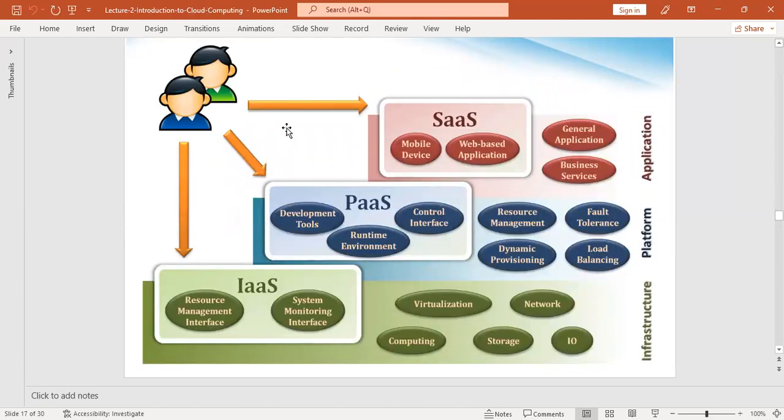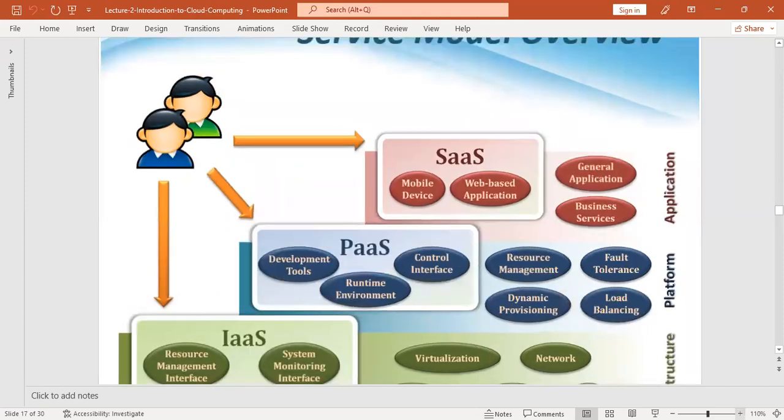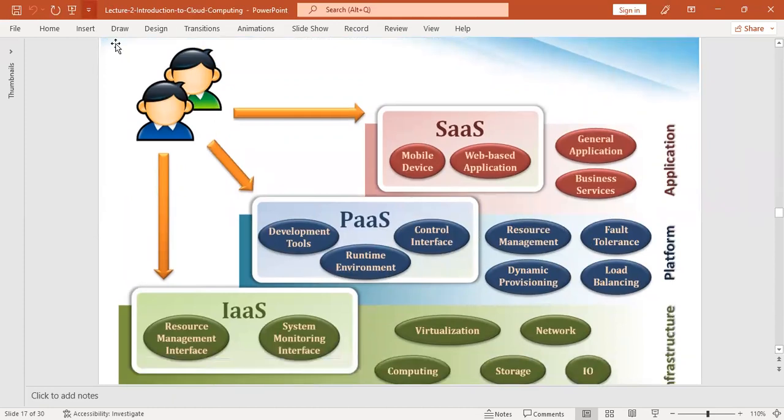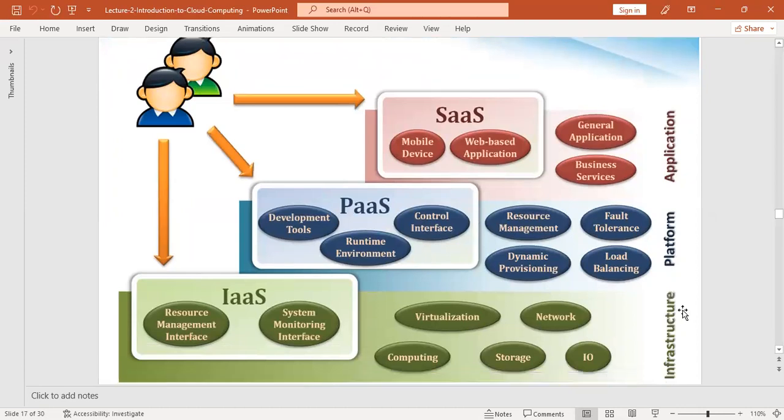So this is a complete technical representation of these service models. What is being shown here is that there may be people who just want platform as a service, and there may be people who just want software as a service, and maybe a few individuals who just want the infrastructure of the services. But you can see that software as a service is categorized as the application layer, and it is categorized as a platform, and it is categorized as an infrastructure.